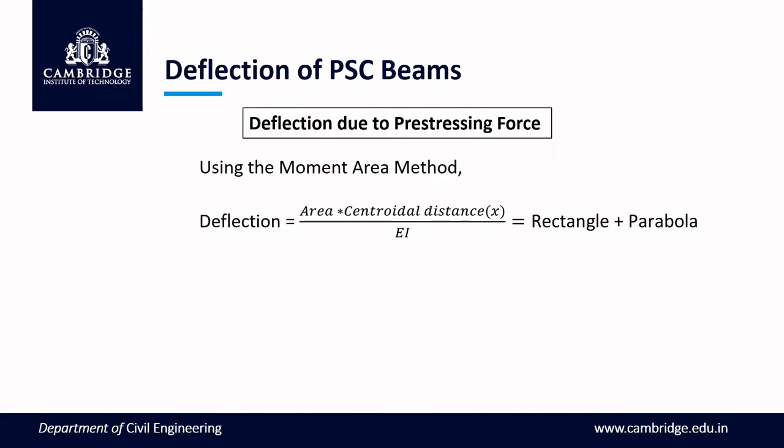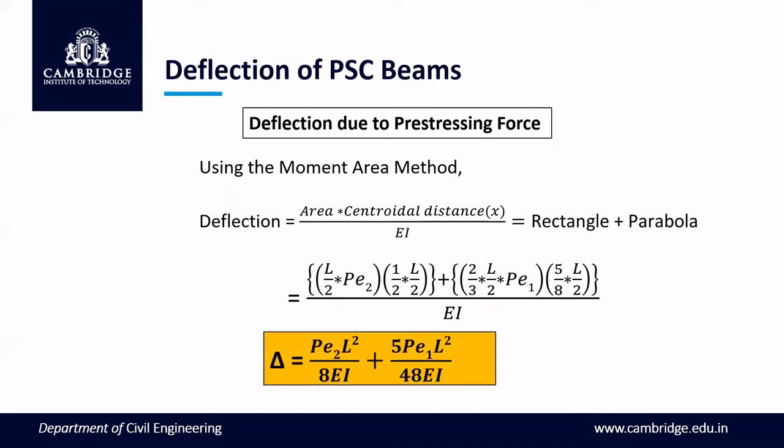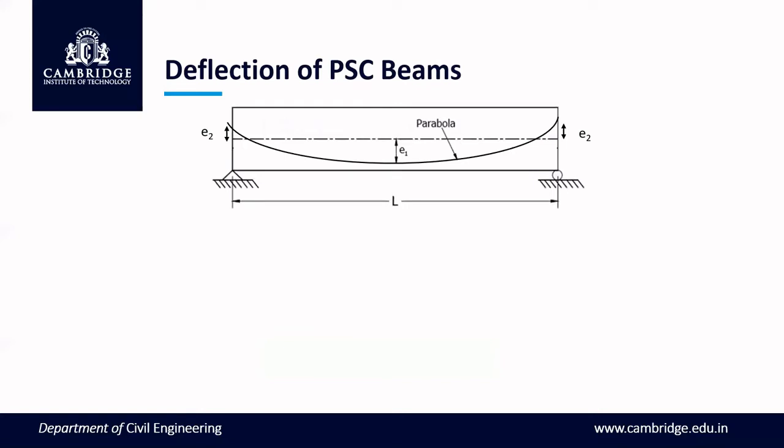Using the same moment area method, again we would consider the rectangle plus parabolic tendons. Then we would get the values of deflection to be equal to these, and it would sum up to a value of PE2 L square by 8 EI plus 5 PE1 L square by 48 EI. Similar to this, but a little different, what if the cable profile looked like this? We have eccentricity E1 at the center, and it is a parabolic tendon along with eccentricity E2 at the edges.